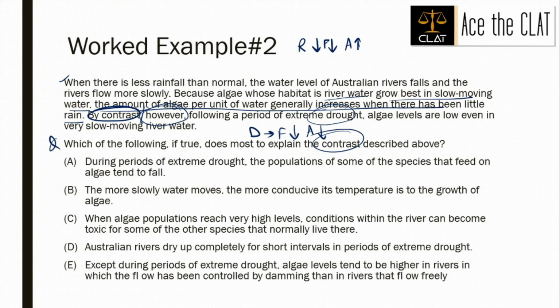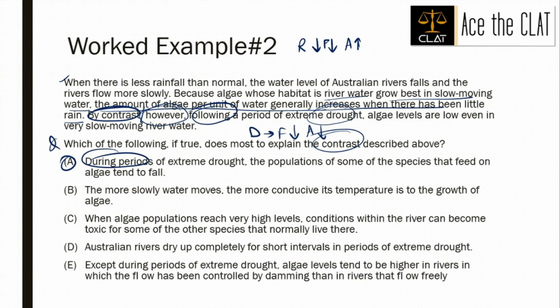Let us explore option A. During periods of extreme drought, the populations of some of the species that feed on algae tended to fall. Okay. The first thing, guys, is that in the stimulus we are talking about following a period of extreme drought, which means after a period of extreme drought. Whereas in this option we are talking about during periods of extreme drought. That is the biggest problem of this option.